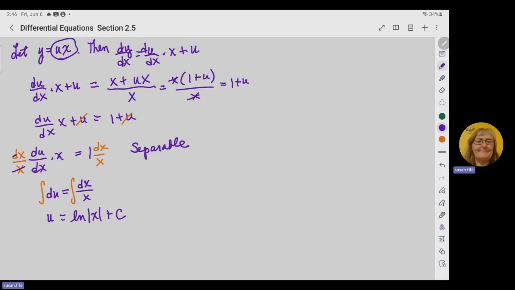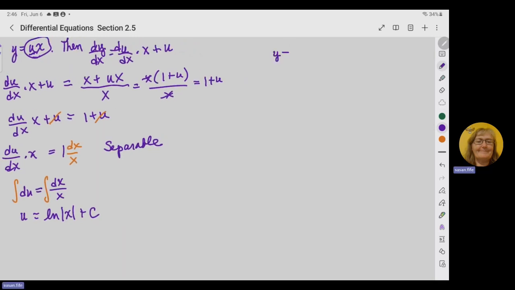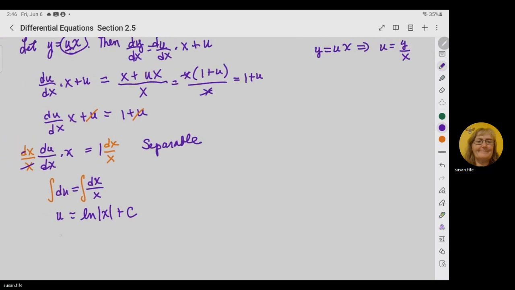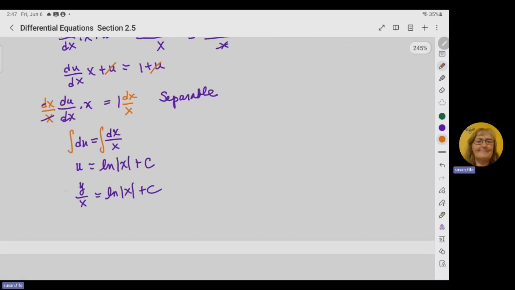So here I am going to replace my u. We had y equals u over x. And so solving for u, we get u is equal to y over x. Just divide both sides by x. u is y over x equals natural log of x plus c. And then I'll solve for y by multiplying both sides by x.